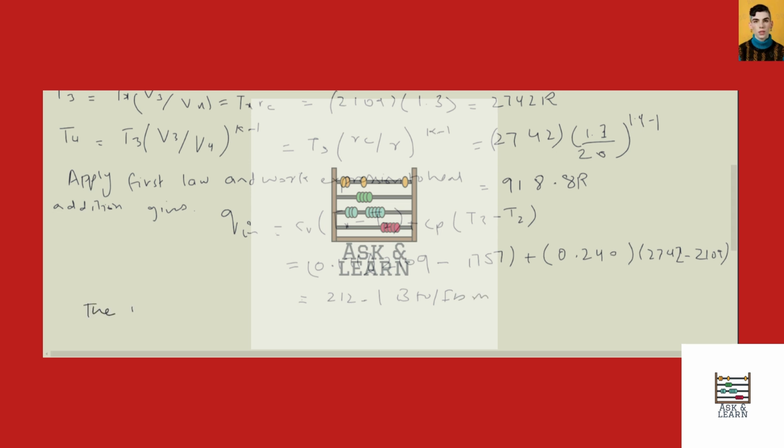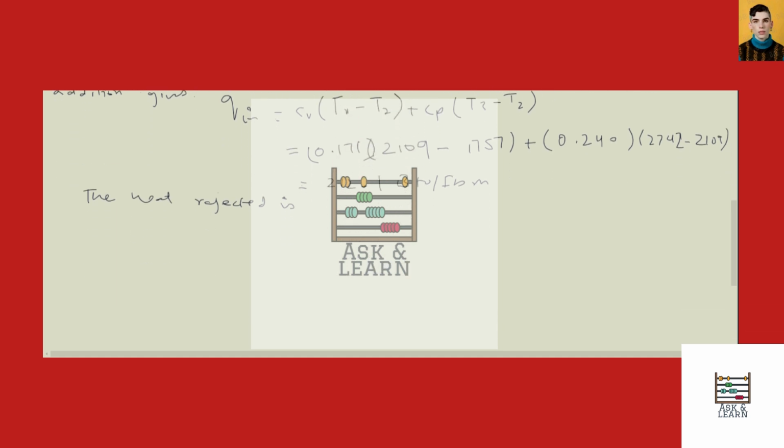Now the heat rejected would be Qout is equal to Cv (T4 minus T1), which is equal to 0.171 into (918.8 minus 530), which is equal to 66.48 British thermal unit per lbm.